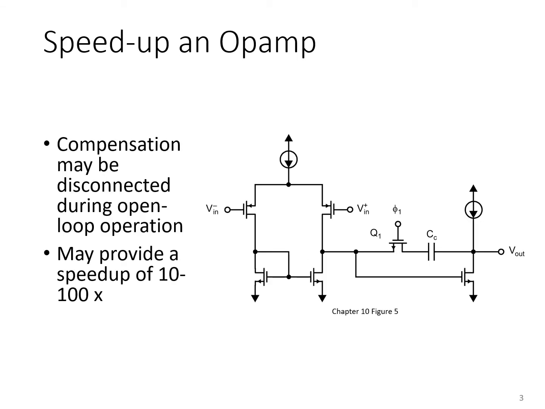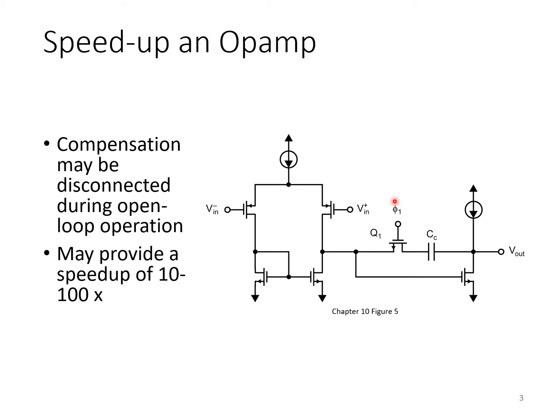It is possible to speed up the operation of an op-amp for use as a comparator. In order to do this, let's look at the two-stage op-amp shown here. You see the Miller compensation network comprised of transistor Q1 operated in triode and serving as a lead compensation resistor, and compensation capacitor CC. Since we're operating the op-amp without feedback when we're using it as a comparator, there's no need for this compensation network when operating it open loop.